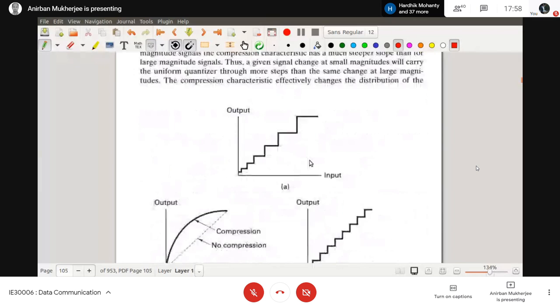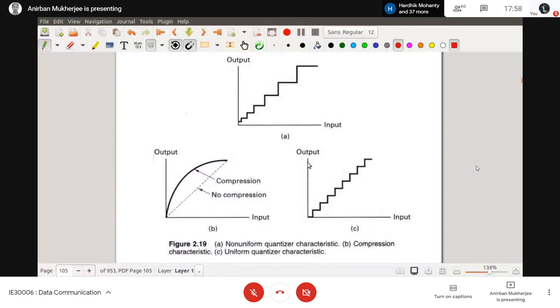Non-uniform quantization means at the lower input, I have finer values. At the higher one, I have a bigger quantization step. This is bigger, this is small. But uniform quantization means for the whole dynamic range, my quantization step is this much.